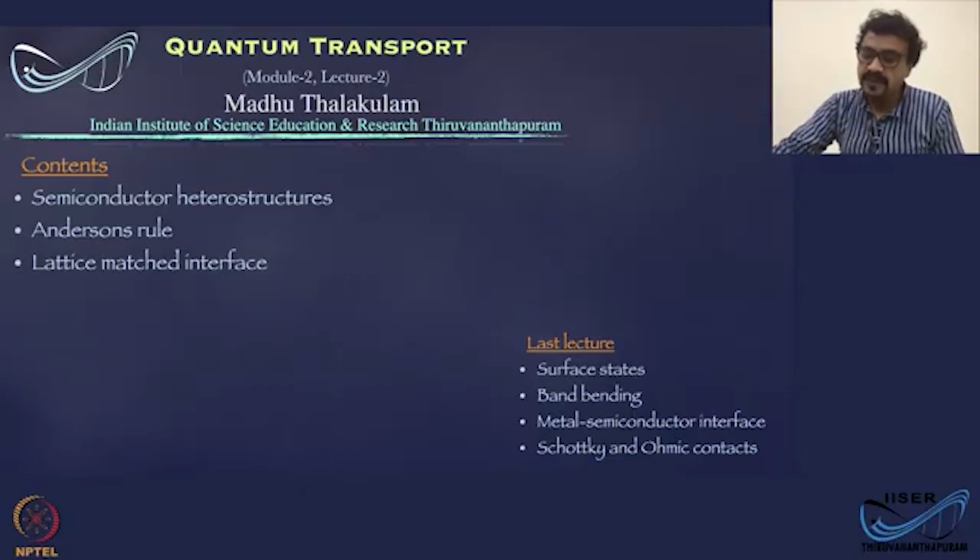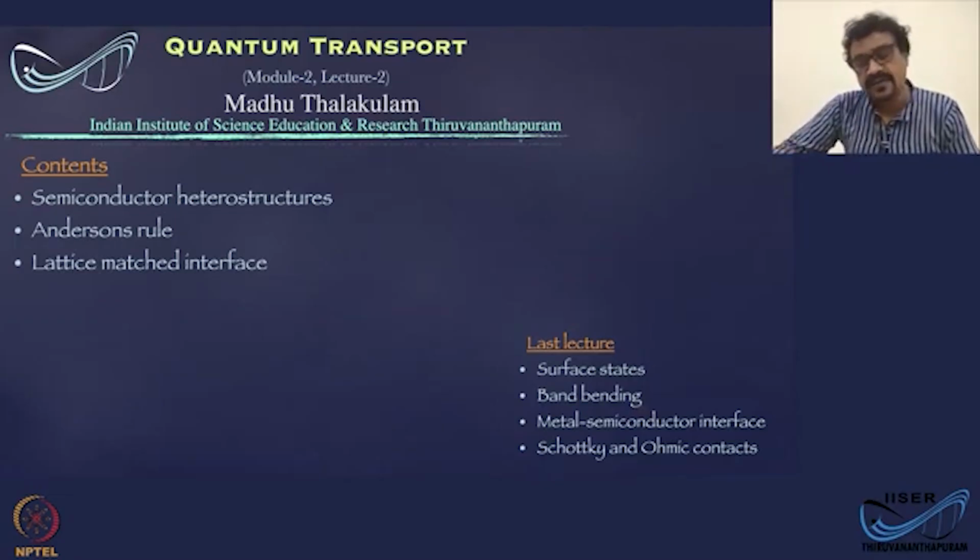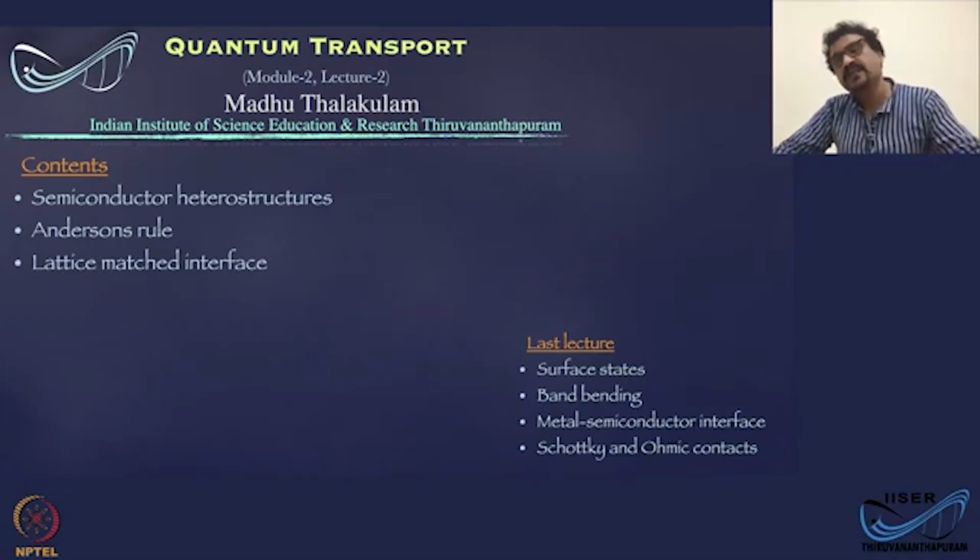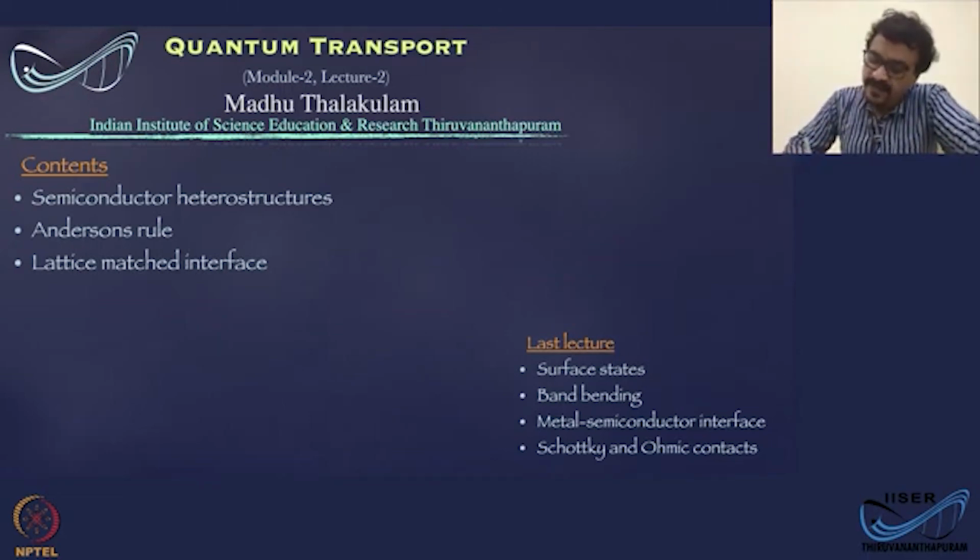In the last lecture, we discussed surface states, band bending, how the bands corresponding to the electronic states deviate as we move from the bulk to the surface, metal semiconductor interfaces, and Schottky and ohmic contacts.